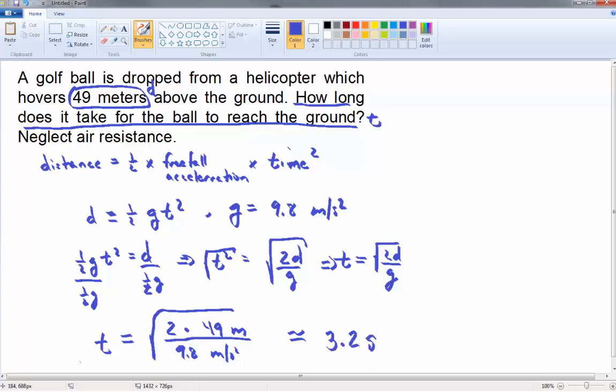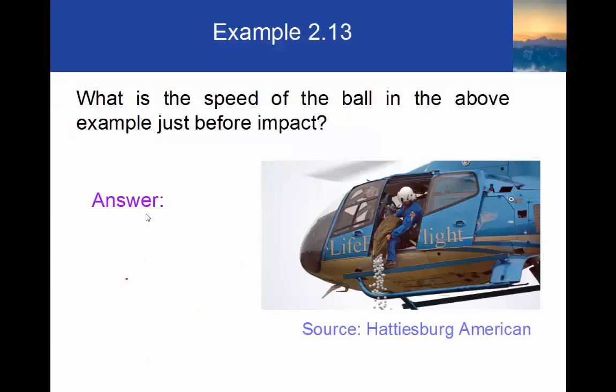So the follow-up question for that is, what is the speed of the ball in the above example just before impact? So how fast is it going right before it hits the ground?